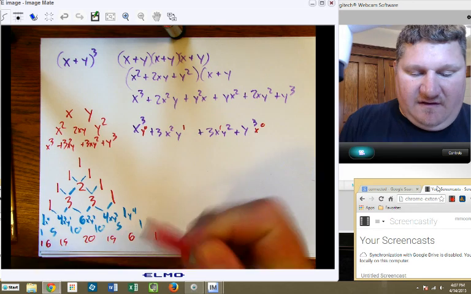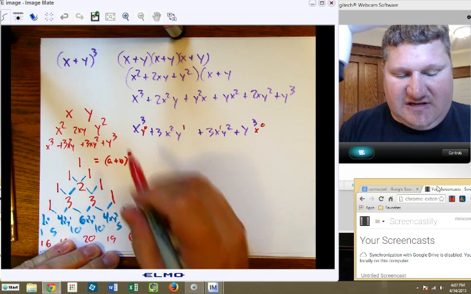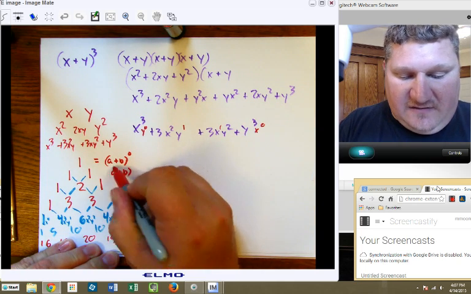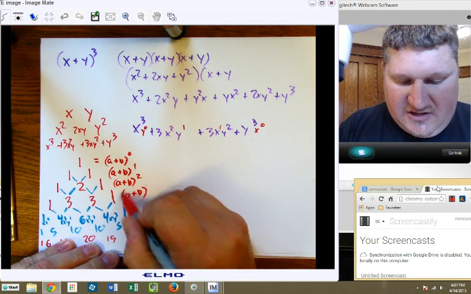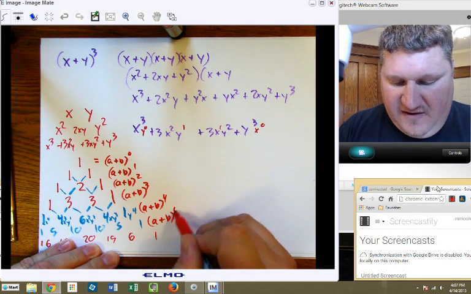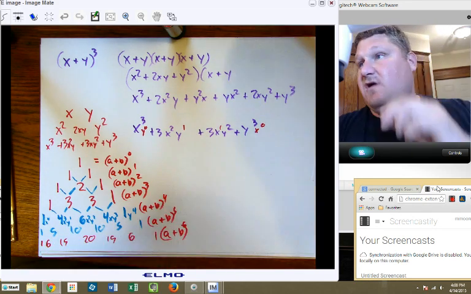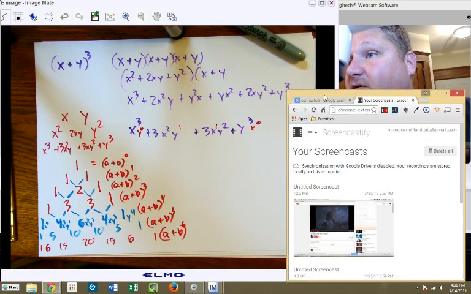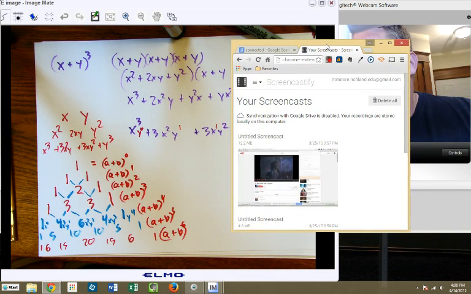6th. So in this case, it would be a plus b to the 0 power, which means it's just a single 1 value because anything raised to the 0 is 1. Here's a plus b to the 1st, a plus b squared, a plus b cubed, a plus b to the 4th, a plus b to the 5th, a plus b to the 6th. That is using Pascal's triangle. Now, with Pascal's triangle, we come up with a number of things, and we'll deal with that in the next video.